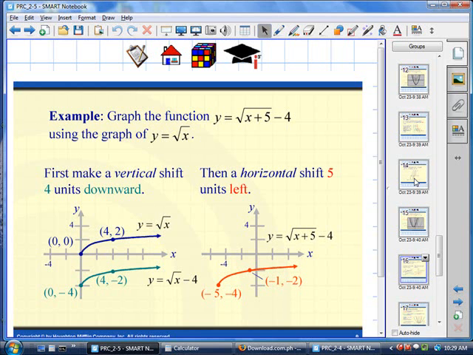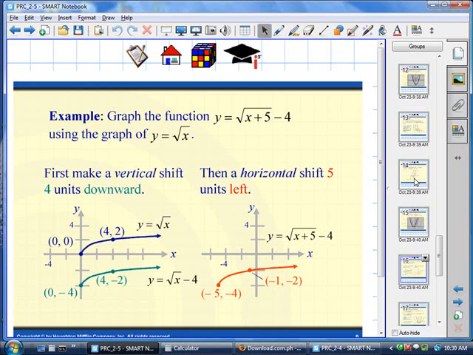Okay. Here's one. It says, graph this function. Now, hopefully you look at this and go, you know what? This looks an awful lot like one of those library functions, doesn't it? Sure, this is that good old y equals the square root of x. You remember it looked like this from the library? But the only difference with this one, in the library that starts at the origin, is mine is shifted 5 units to the left, and down 4.